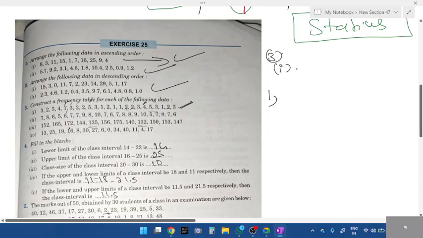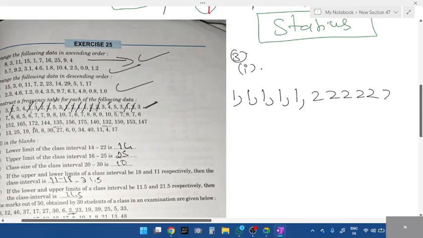How many times is 1 present? Look here, let me strike it out. 1, 2, 3, 4, 5. So you have to write 5. Next. How many times is 2 present? 1, 2, 3, 4, 5, 6. Very good. 7 times. 1, 2, 3, 4, 5, 6, 7.